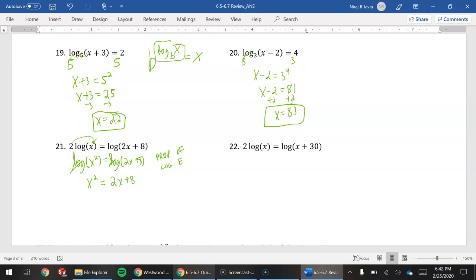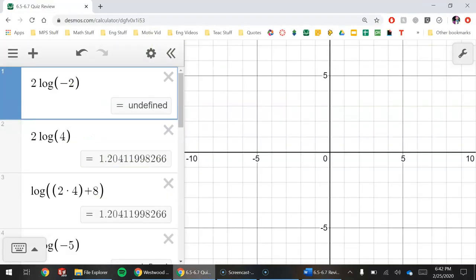And then in order to use Desmos nicely, we subtract 2x, subtract 8, to get x squared minus 2x minus 8, and then plug it in Desmos. So once you plug it in Desmos, you actually get, let's see if I plug it in.